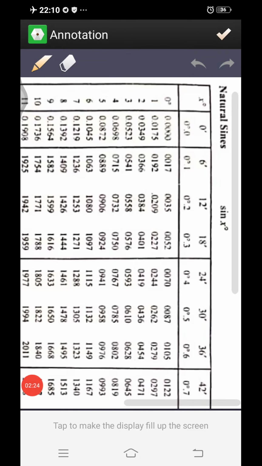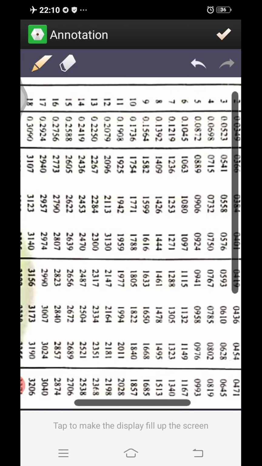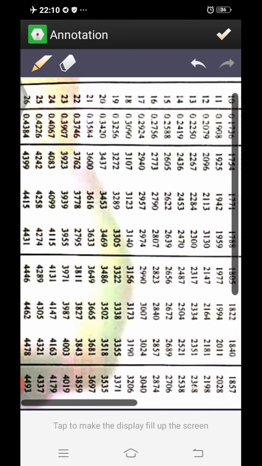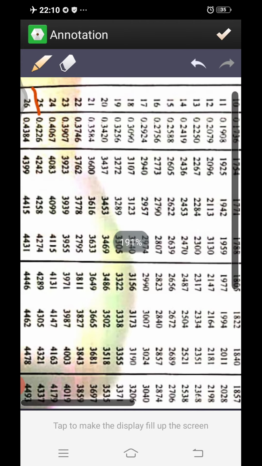So first of all, we will see the value of sine 25 degree 12 minutes. So we can see that these are the minutes. Just scroll this. Let us reach 25 degree. We have reached. Now 12 minutes. How will we get 12 minutes? We can see this is 25 degree 0 minute, 25 degree 6 minute, and this is 25 degree 12 minute.